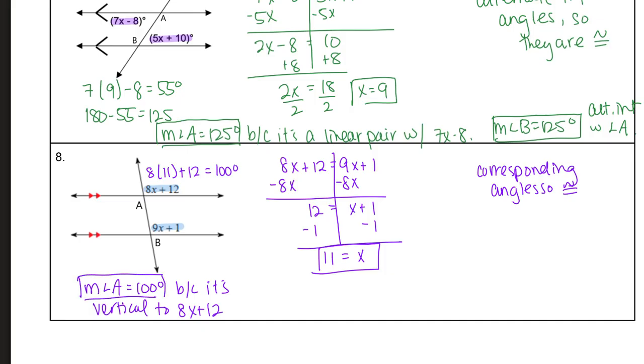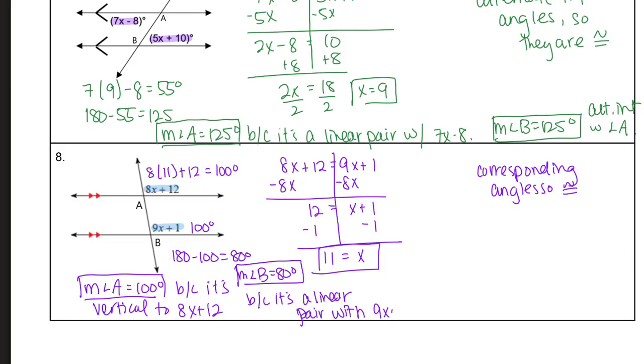And then if we look at B, the relationship between B and this angle is that they form a linear pair, right? I have a straight angle here, I have 9x plus 1, and I have B. We know that 9x plus 1, this angle is 100 degrees. So to find the measure of angle B, we're just going to do 180 minus 100. That's 80 degrees. So the measure of angle B is 80 degrees. And the reason is because it's a linear pair with the 9x plus 1 angle. Okay, or you can say it's supplementary.